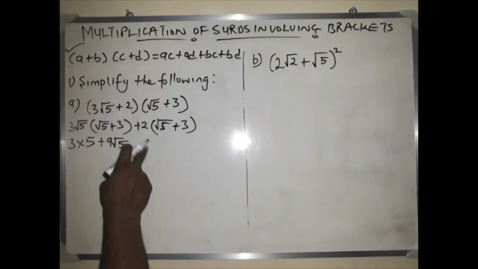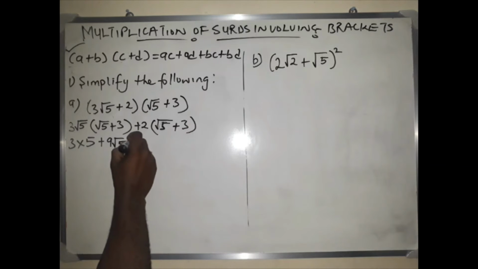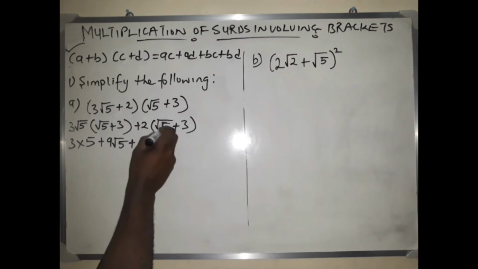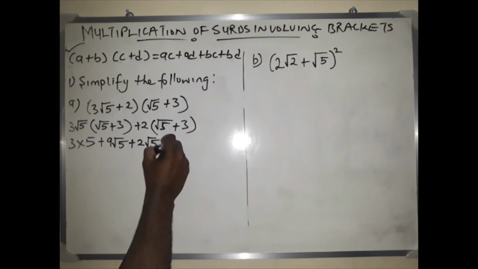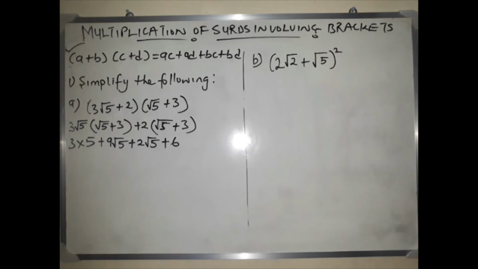Let me go to the next one. So plus 2 times √5 will give me plus 2√5, while plus 2 times plus 3 will give me plus 6. Okay, so now let's go here.